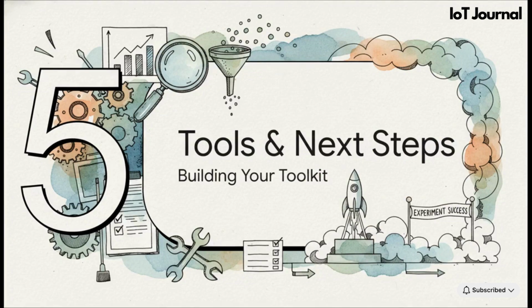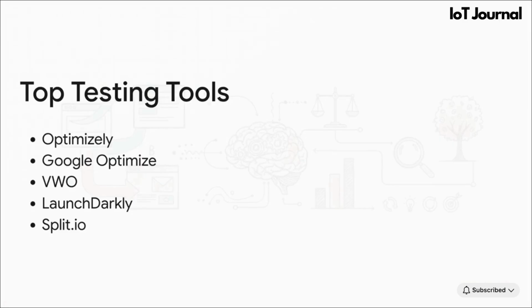Almost done. Section 5. Essential tools and next steps. Building your toolkit. Here is a quick look at some of the industry's heavy hitters when it comes to testing tools. We're talking platforms like Google Optimize, Optimizely, VWO, LaunchDarkly, and Split.io. And you know what the truly beautiful thing about these modern tools is? They require very little, and honestly sometimes zero, involvement from your developers. They handle the traffic splitting, the data collection, and even all that complex statistical significance math right there in a clean, easy-to-read dashboard. They literally make replacing "I think" with "I know" easier and more accessible than it has ever been in the history of the internet.